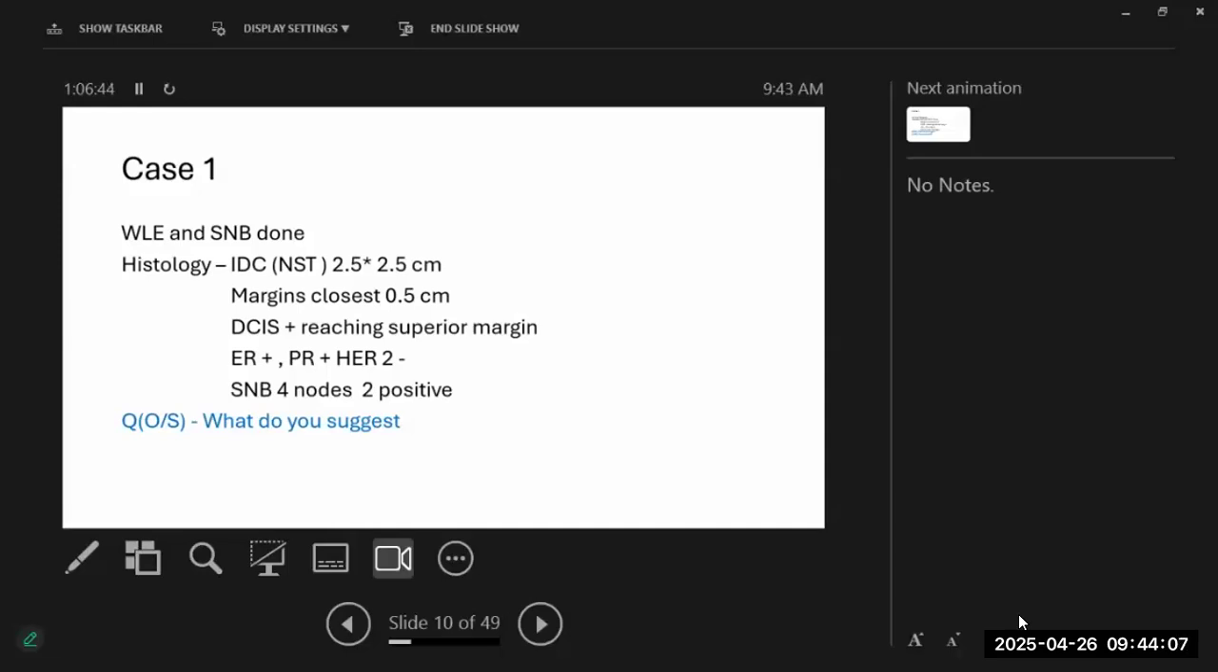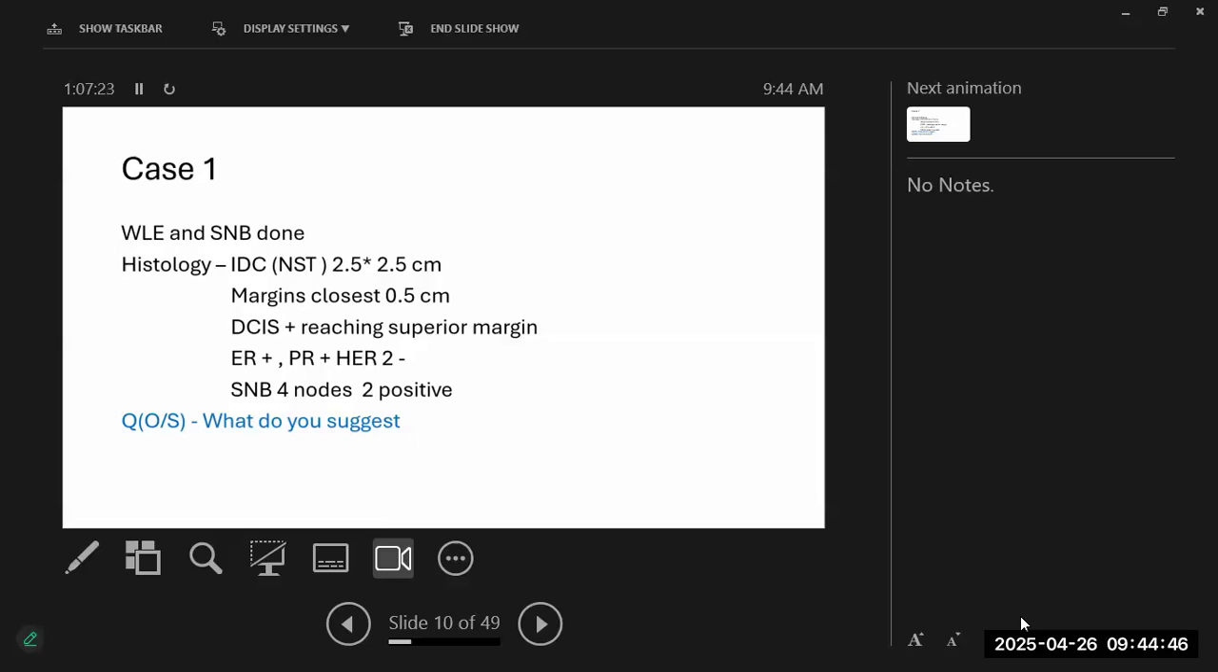And the management of 2 positive nodes. With sentinel nodes, if 2, 3, 4 nodes are removed and only 1 node is positive, then there is enough evidence to avoid axillary clearance. So we don't send the patient for formal axillary clearance if only 1 node is positive. This is a difficult situation, because some studies show that even with 2 or 3 positive nodes, axillary clearance can be avoided, but that evidence is not very conclusive. So my personal practice is to send the patient for axillary clearance in this situation.